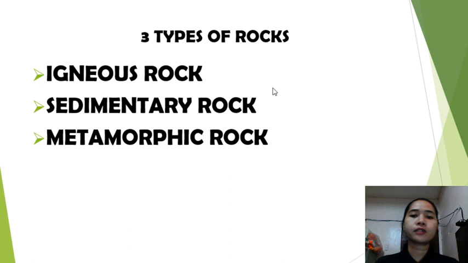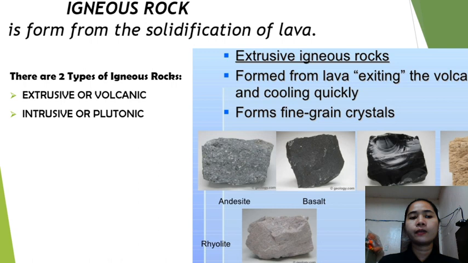First, we discuss igneous rock. Igneous rock is formed from the solidification of lava. There are two types of igneous rocks: the extrusive or volcanic, and the intrusive or plutonic igneous rock. We discuss extrusive igneous rock first. Extrusive rock is formed from lava exiting the volcano and cooling quickly. This picture shows examples of extrusive igneous rock: andesite, basalt, obsidian, pumice, and rhyolite.